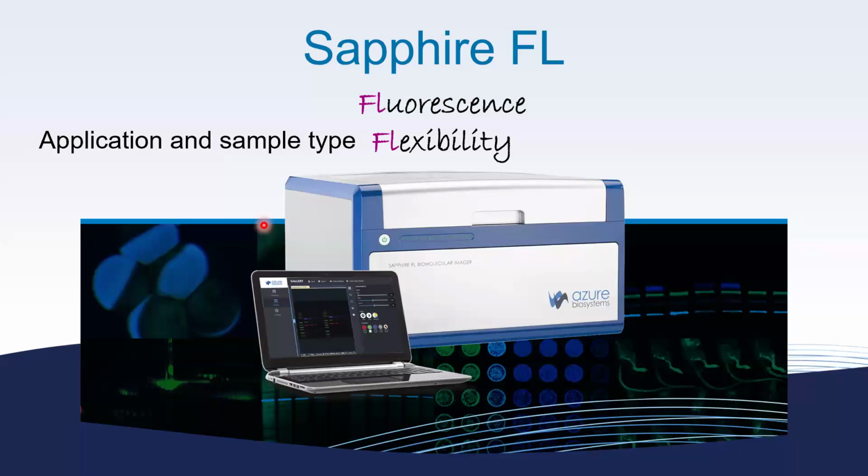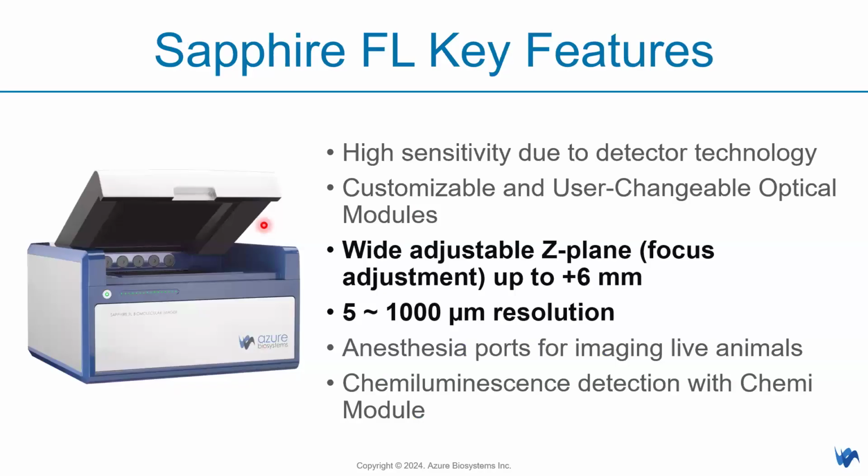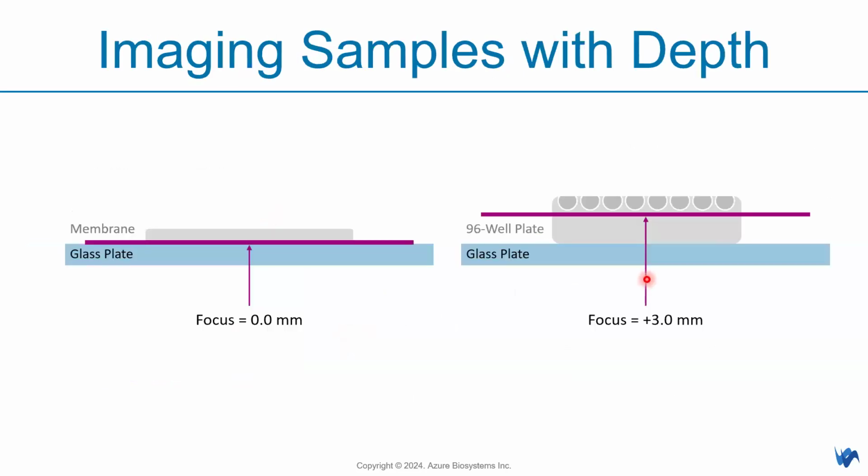Next thing will be on the application and sample type flexibility. This will be much more on the adjustable Z-plane or focus that's up to 6 mm and also up to 5 micron resolutions. So let's look at the first thing, the adjustable Z-plane focus up to 6 mm. What it means is Sapphire FL allows you to image anything from 0 mm focus, which is your blot, up to wells, where a well plate is around 3 mm focus, or any other custom plate or different plate that you can customize the focus for. So all this is adjustable. The Z-plane focus, you can adjust it.